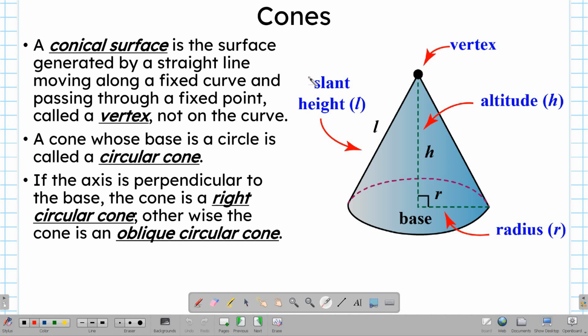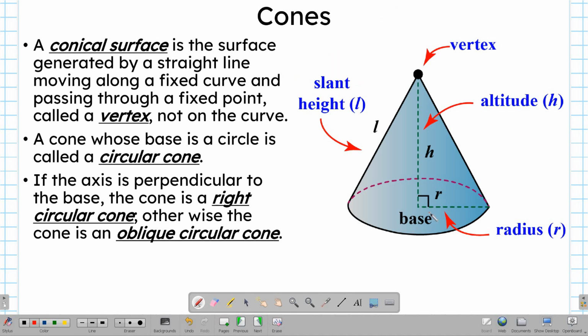So, the counterpart of a pyramid on curved surfaces is a cone. A conical surface is the surface generated by a straight line moving along a fixed curve and passing through a fixed point called the vertex, not on the curve. For example, if this is your straight line and you have your fixed point here, once it moves along this curve, it will go something like this. So this surface here is the conical surface that we were able to have.